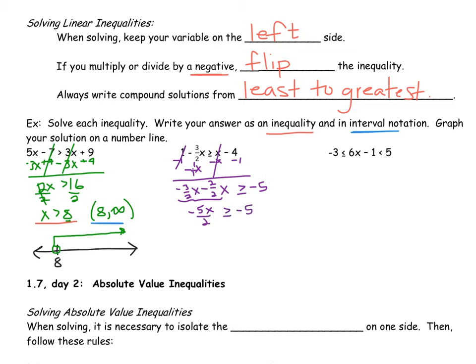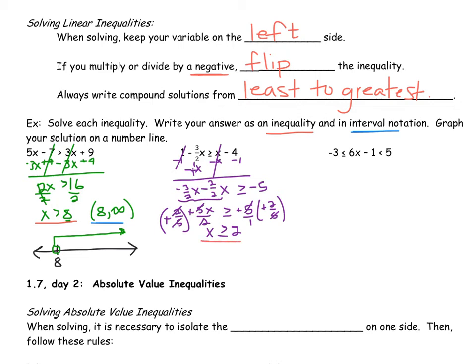Anytime you have a fraction with a variable, the quickest way to get rid of that fraction is to multiply by the reciprocal. The two negatives cancel out, the 2's cancel, and the 5's cancel, so we get x by itself. On the right-hand side, negative 5, I'll put over 1, we'll just make it a fraction. The 5's cancel, and the two negatives make a positive. x is greater than or equal to 2. There is your inequality answer.